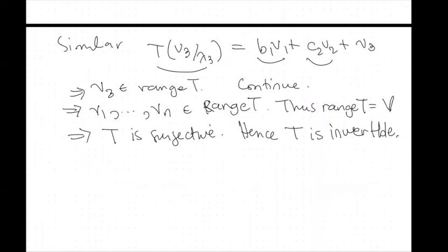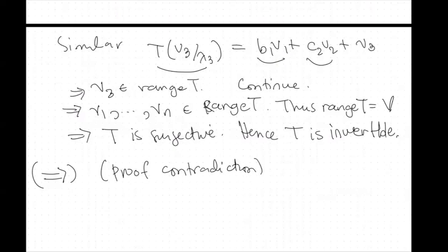Okay, now we go to the other direction. Suppose that T is invertible, then we show that lambda_j is non-zero for all j. But here we will use proof by contradiction. And now, let us consider our j between 1 and n.